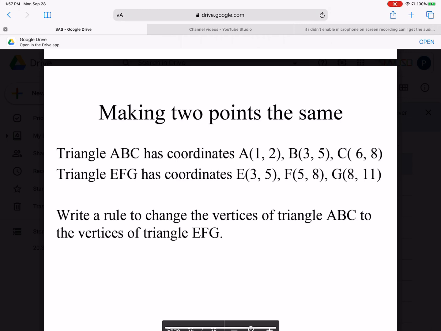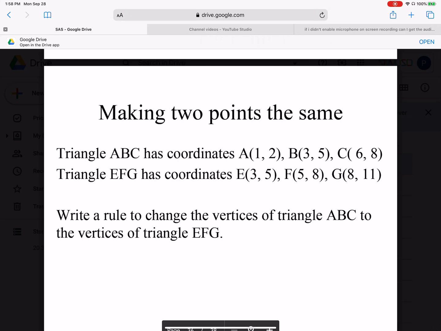This one says that a triangle called ABC has the following coordinates. A is at 1, 2, B is at 3, 5, and C is at 6, 8. There's another triangle called EFG that has the coordinates E at 3, 5, F at 5, 8, and G at 8, 11. Let's look at the question or the prompt. It says write a rule to change the vertices of a triangle ABC to the vertices of triangle EFG.